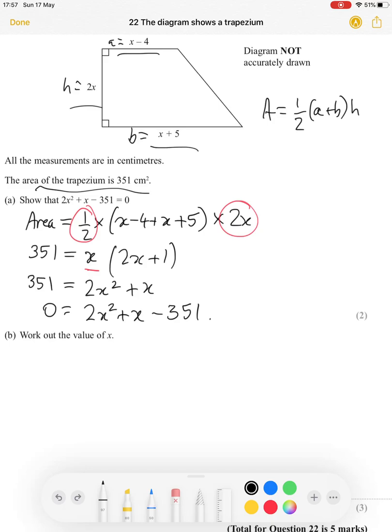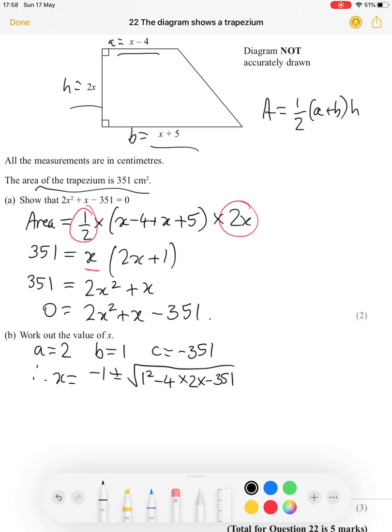So we need to solve this equation. There are a number of ways we could do this. This is actually from a calculator paper, so we can just apply the quadratic formula. A is 2. A now being the x squared coefficient, not the same A and B anymore. A, B, C in the formula is what we're doing now. B is the coefficient of x, which is 1, and C is minus 351. So therefore, by the formula, x is minus b plus or minus the square root of b squared minus 4 times a times c all over 2 times a.